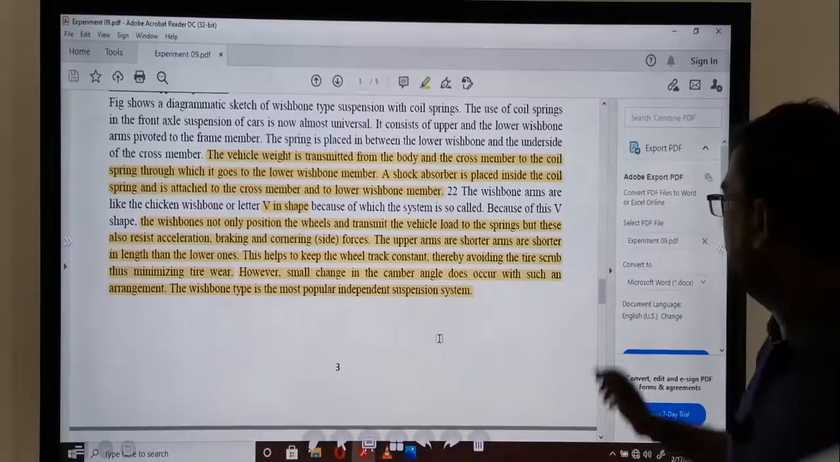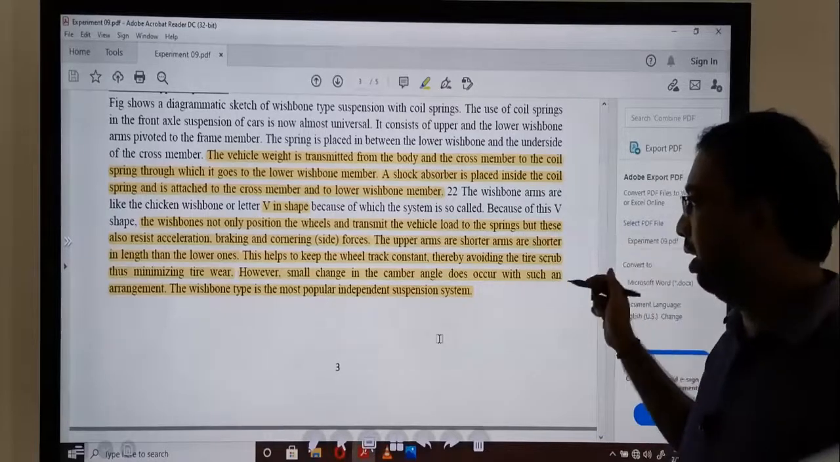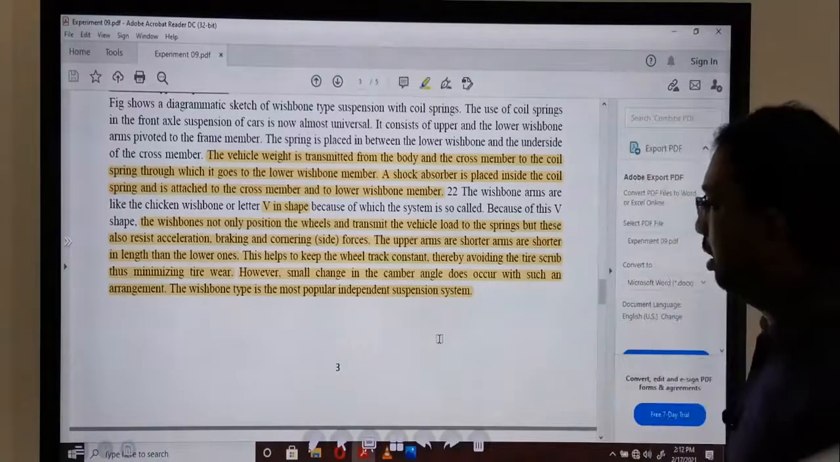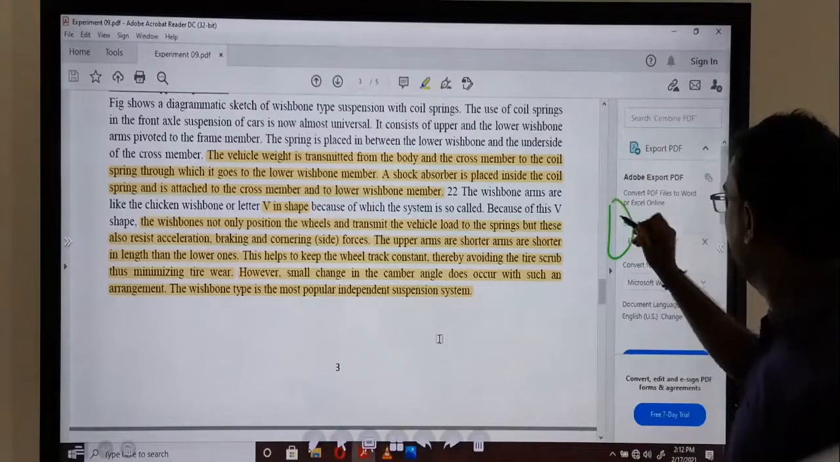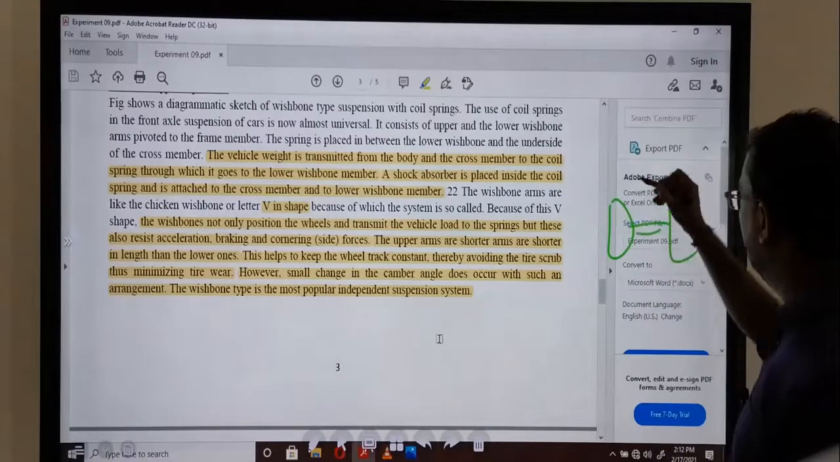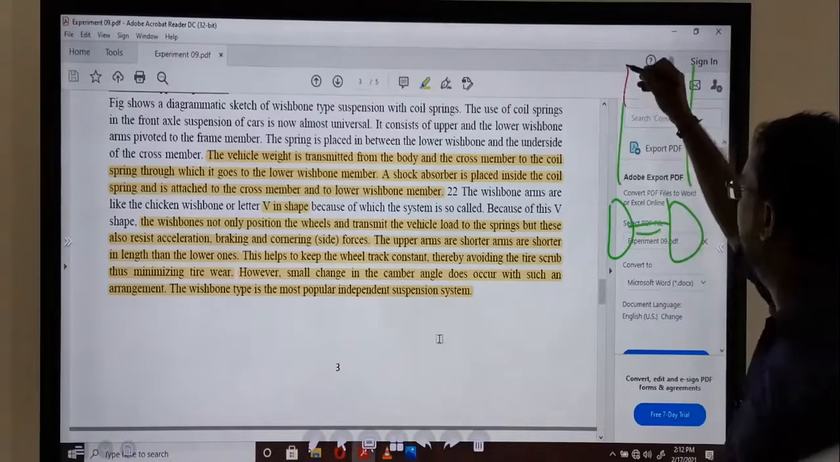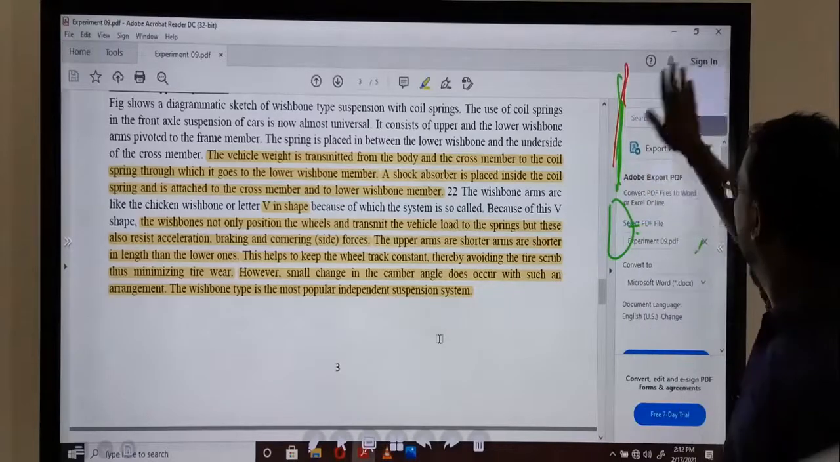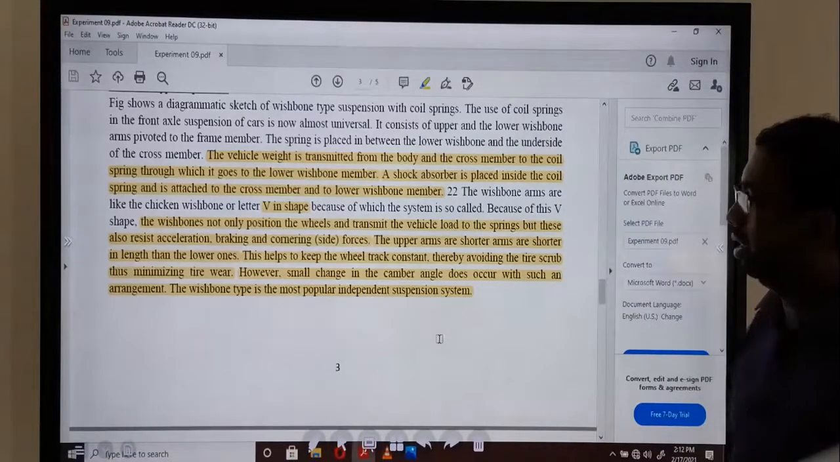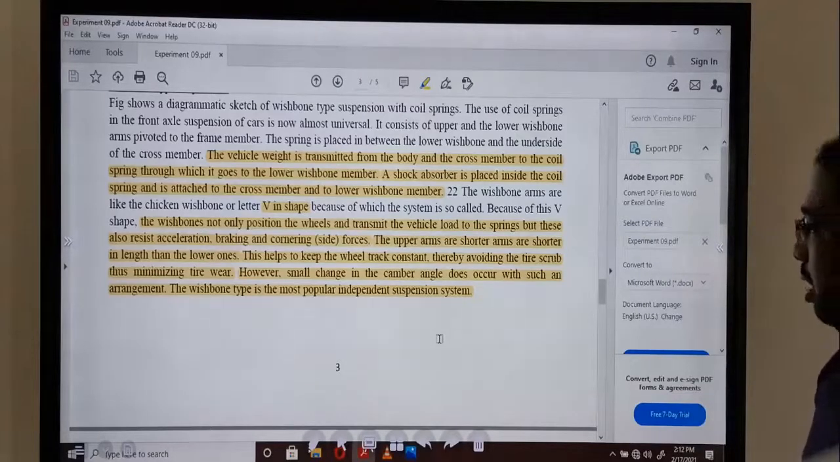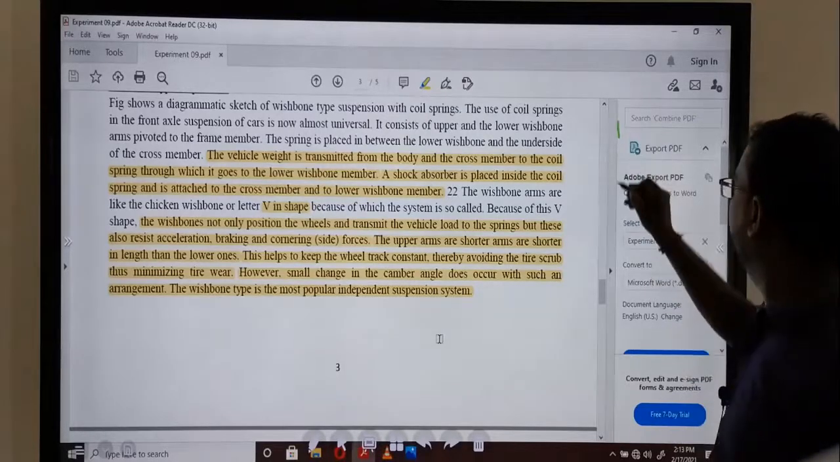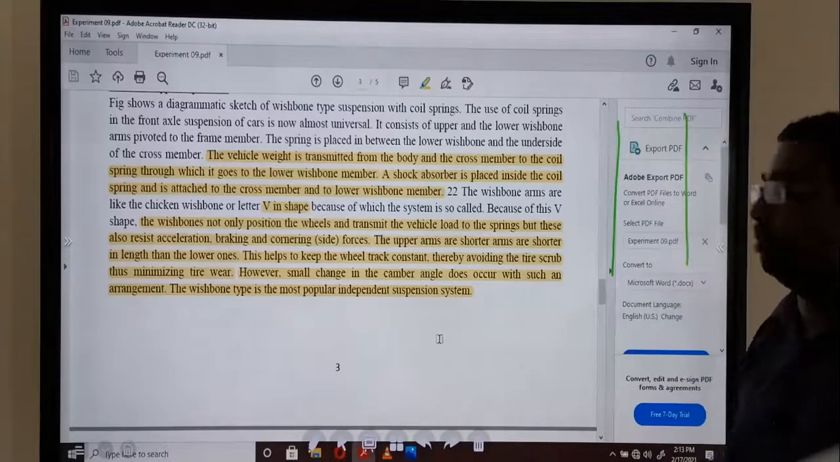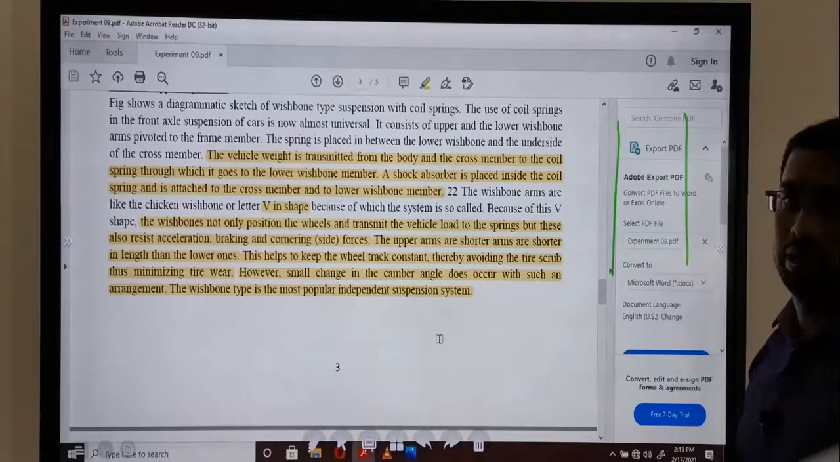So because of this arrangement of the length of the upper arm and lower arm, it helps to keep the vehicle moving. These are the two wheels. The vehicle moves this way. The drag may be constant, okay. The drag should be constant by this arrangement, thereby avoiding the tire scrub, thus minimizing tire wear. That means if the vehicle moves in a straight line, there is less tire wear.